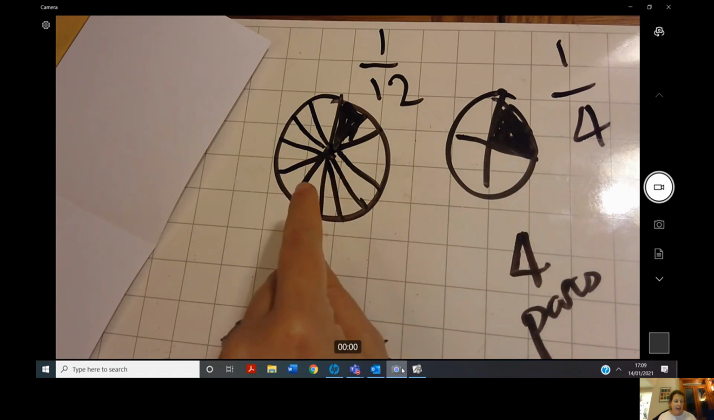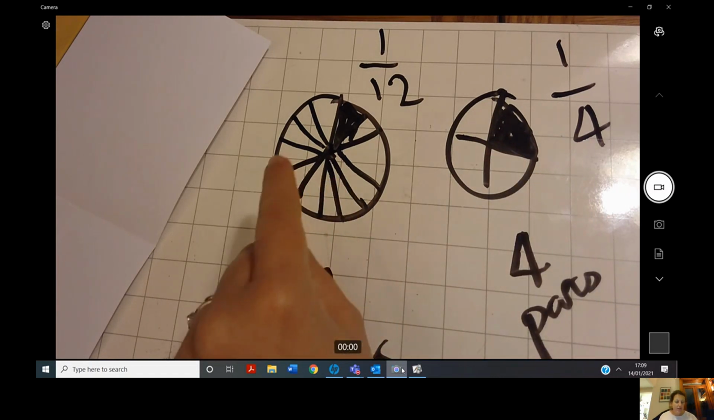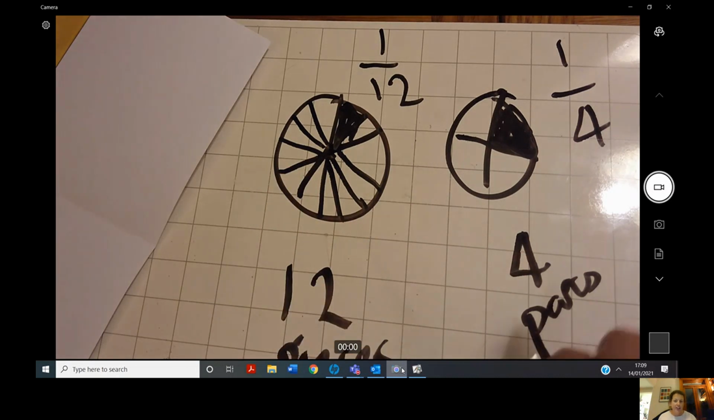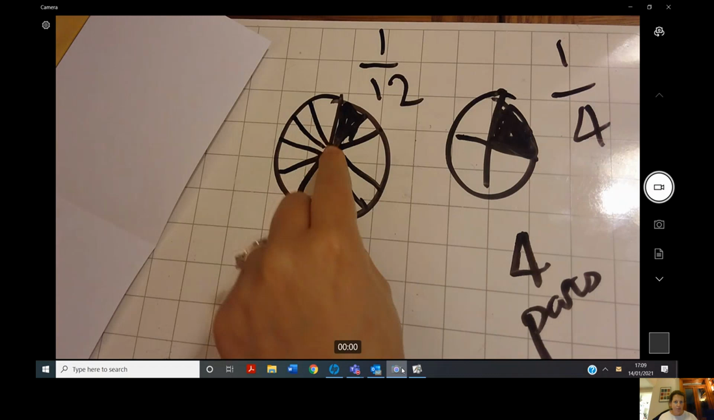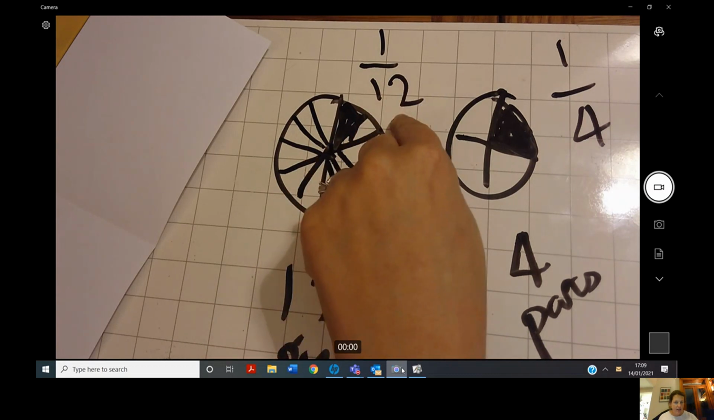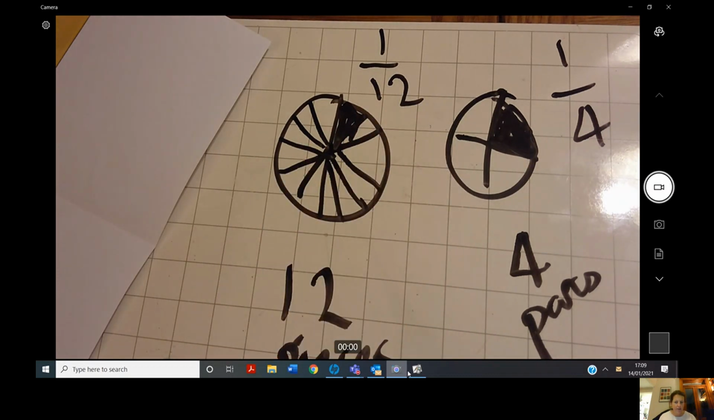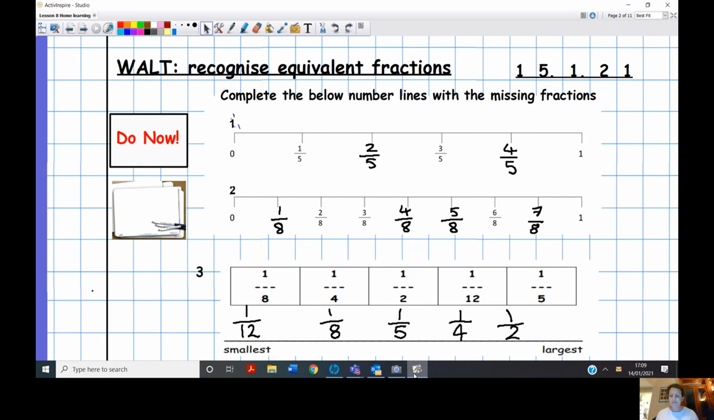You're going to get less cake if you share it with 12 people, well, 11 people, including yourself, than if you're going to share it with 3 other people. Greater the denominator, the smaller the fraction. I hope that is now clear for all of us.